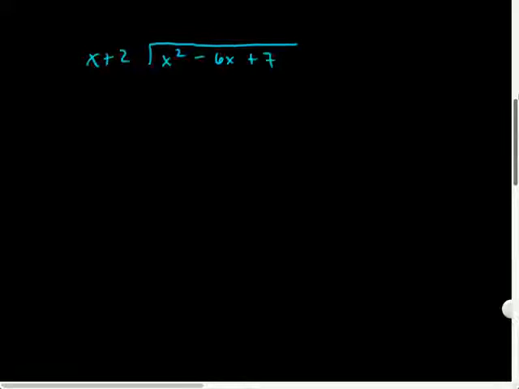So let's long divide this. Do you guys remember how to do that? Divide, multiply, subtract, bring down. Divide x squared by x, I get x. Multiply: x times x is x squared, x times 2 is 2x. Subtract step. This is the tricky one, don't let it fool you. X squared minus x squared is 0, and negative 6x minus 2x is negative 8x. Then bring it down to 7.